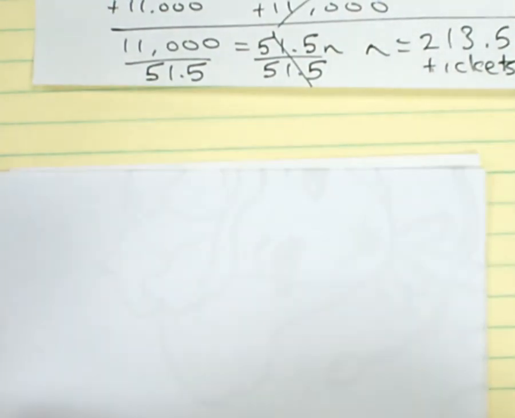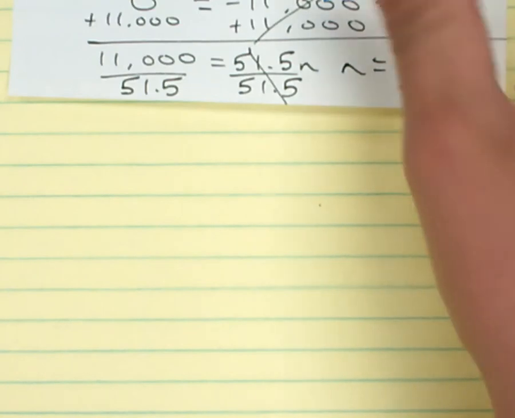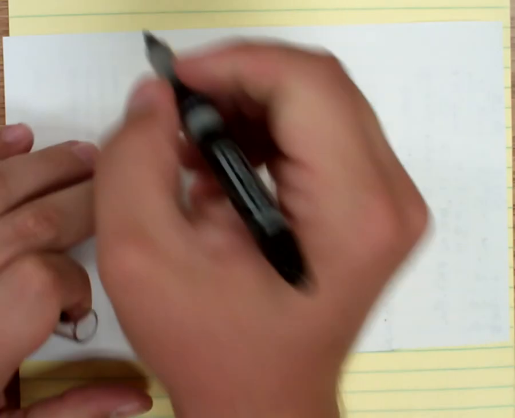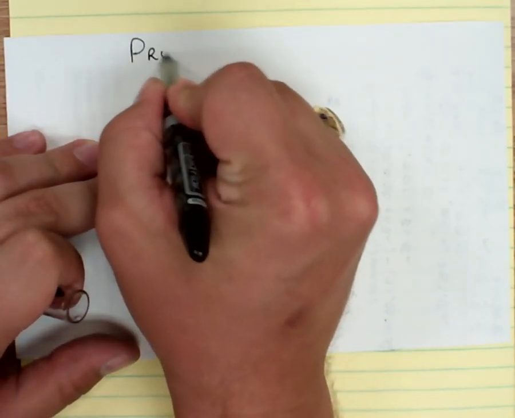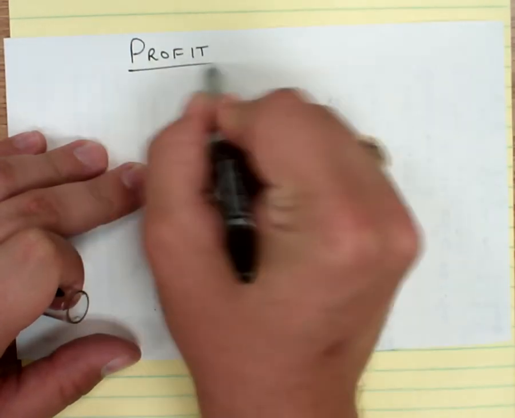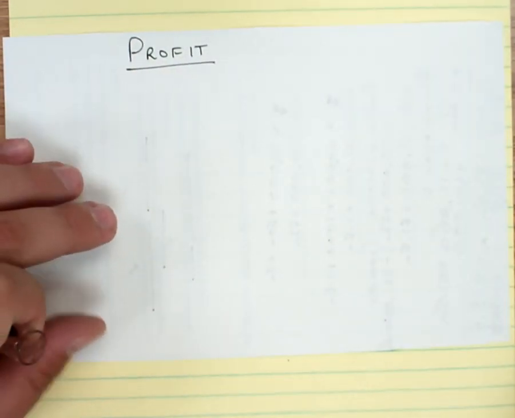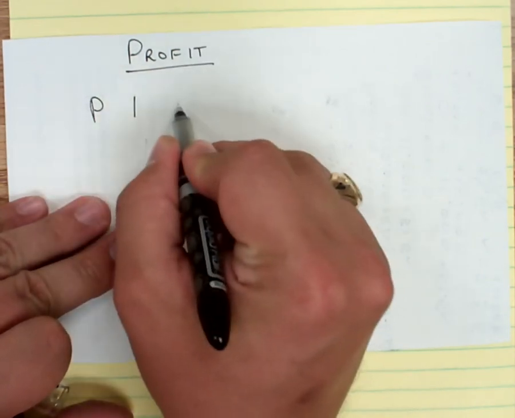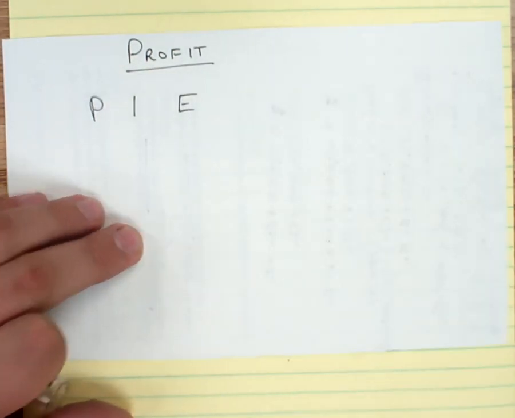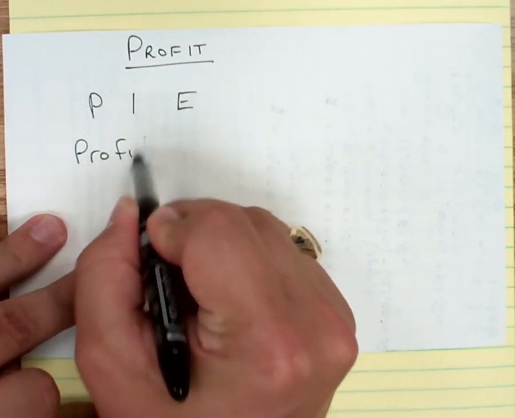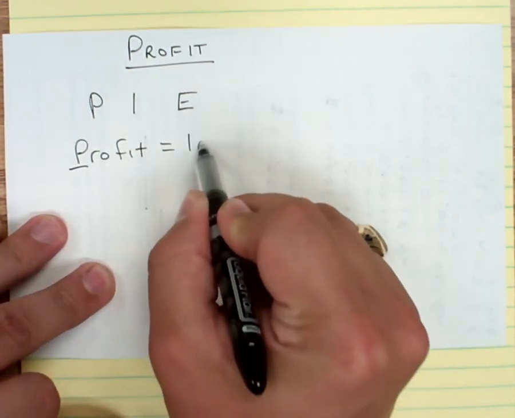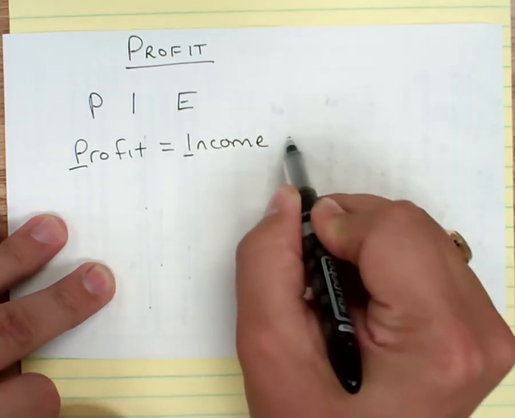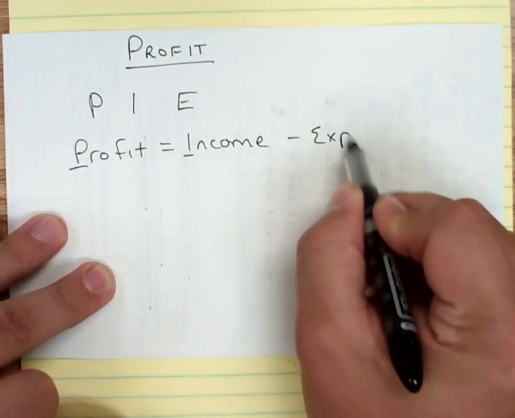All right, so toolkit entry wise, here's what we have to consider. You can just write this on the back if you want, because this will be given during a test. For profit, you can remember this really easy by the acronym PIE. So profit equals income minus expenses.